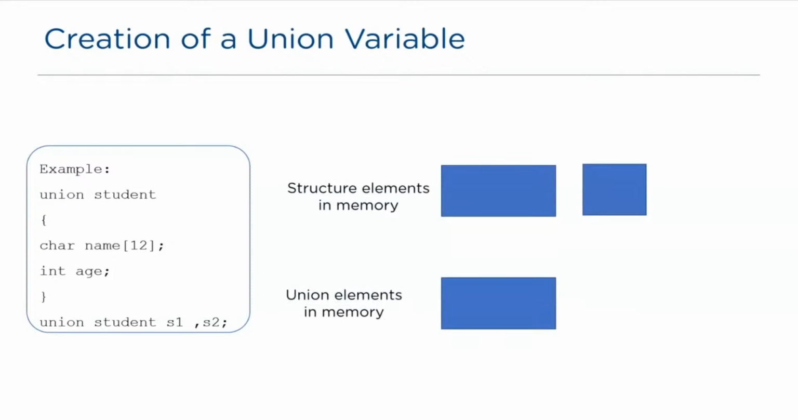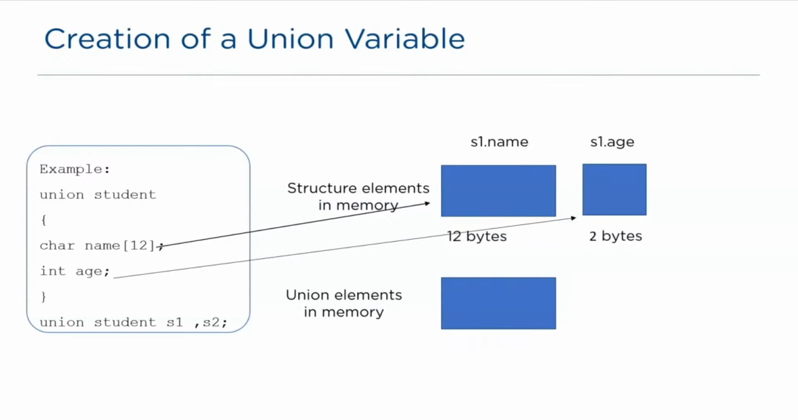Once the variable is created, the memory for the members are allocated. In that case, the memory will be allocated for s1.name and s1.age. As we know, the size of a char is 1 byte. So, according to the size of a name, 4 bytes of memory space will be allocated and 2 bytes for age. So, the total memory allocated is 14 bytes.